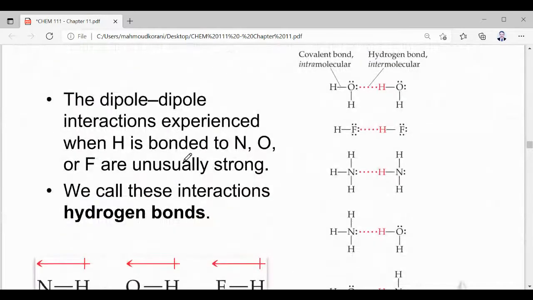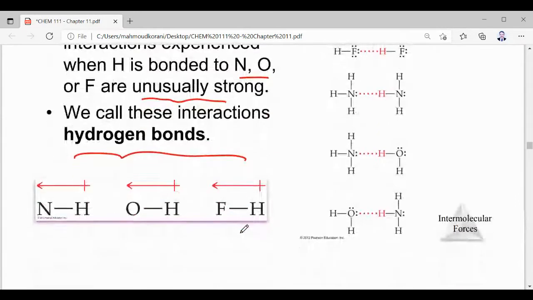Okay, so the dipole-dipole interaction experienced when hydrogen is bonded to nitrogen or oxygen or fluorine is unusually strong. It's very, very strong. We call this kind of interaction hydrogen bonding. Okay, if you look at these molecules, these are polar compounds. As you see, there is a dipole moment, which is a vector quantity, directed in the same direction as the pulled electrons, toward the more electronegative atom.